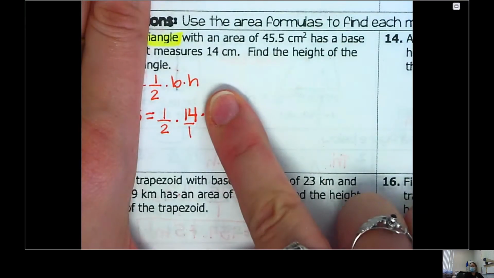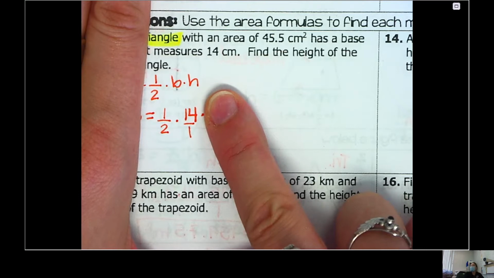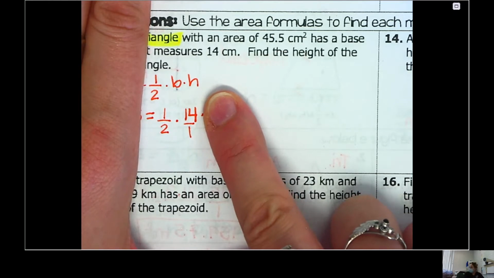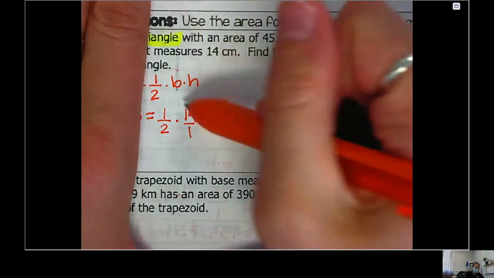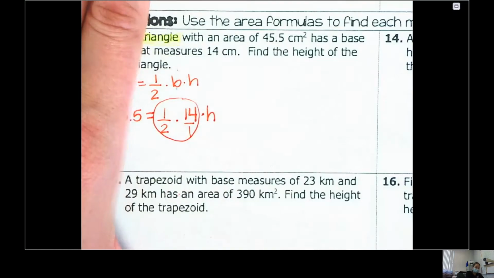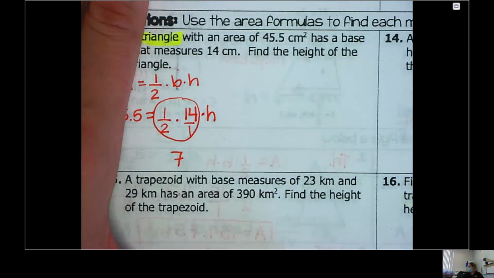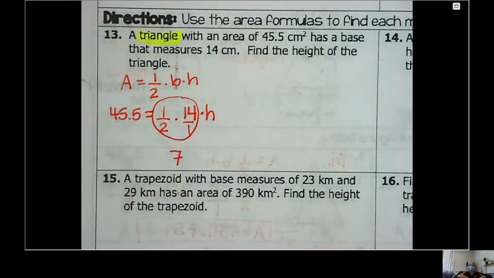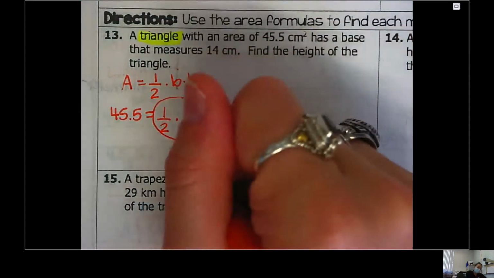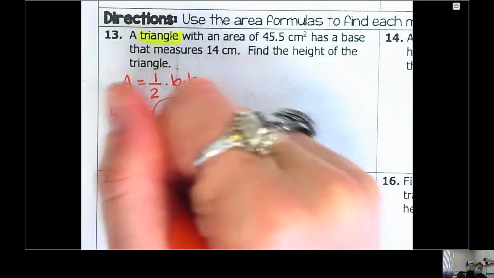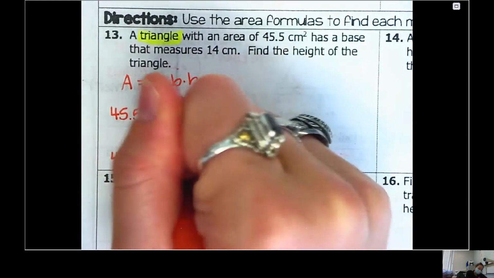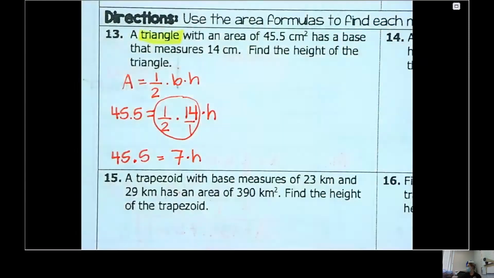Let's multiply that. What's 1 times 14? 14. What's 2 times 1? 2. What's 14 divided by 2? 7. So half of 14 is 7, right? So instead of me leaving this weird looking fraction, I'm just going to write a 7 there, right? I did that math. 1/2 of 14 is 7. Now I'm going to rewrite everything else. Times h equals 45.5. Oh my gosh, now you should know what to do.